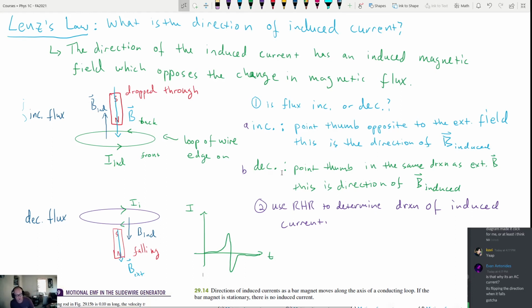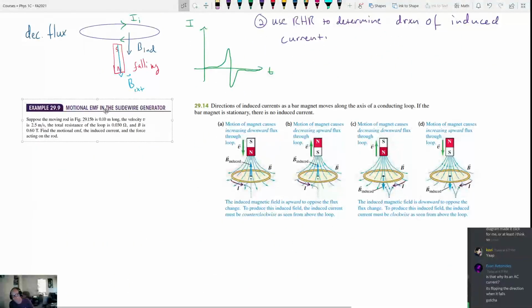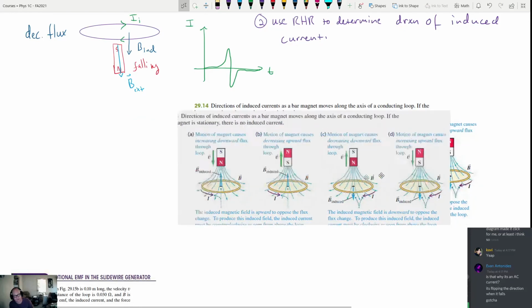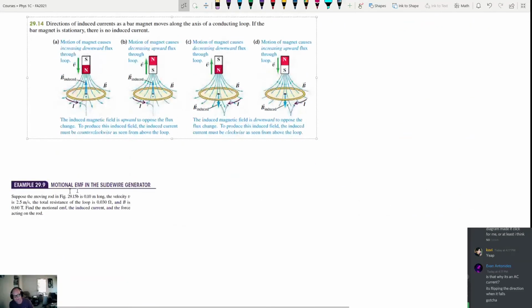Okay, so let's now look at their picture. Now that we've drawn it ourselves and we've thought about it, we can look at this picture and try to understand something about what's happening here.